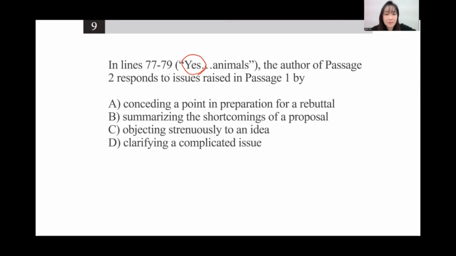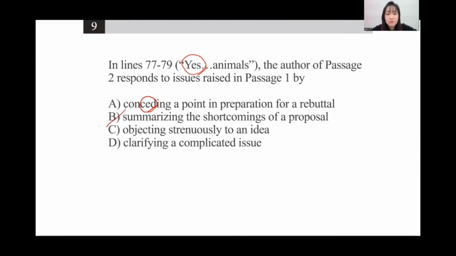So in looking at the answer choices, let's take a look at A. It says conceding a point in preparation for rebuttal. We found the word concede already. So we can probably assume that A is the correct answer, but just to make sure, we want to make sure that the other answer choices do not have the keywords. In looking at B, summarizing the shortcomings of a proposal, it doesn't have the keywords, acknowledge or concede. So B is wrong.